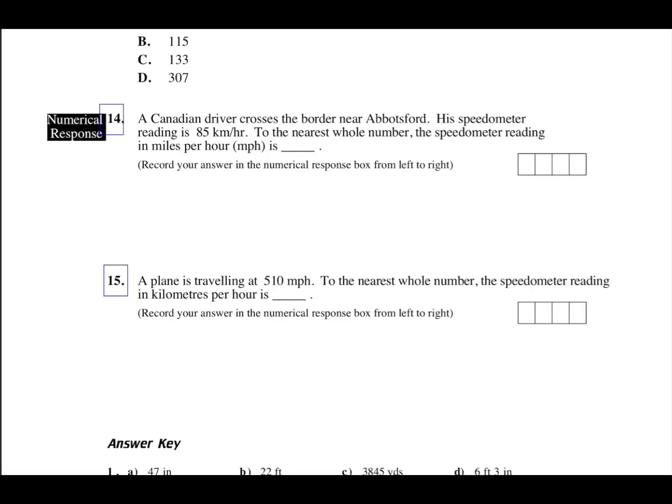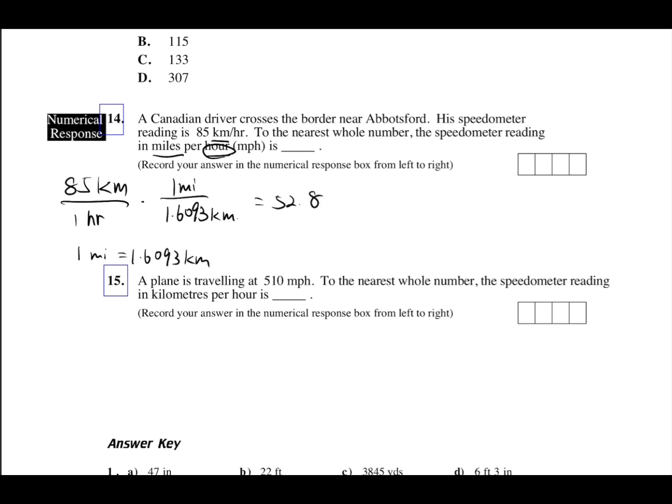And for this, number 14, we need to change kilometers per hour to miles per hour. The hour we don't need to change, so this is easy. So it's 85 kilometers divided by hour, times 1 mile, and it's 1.6093 kilometers. Okay, and if you like, I will write these factors here. And then it equals 52.8 miles per hour.